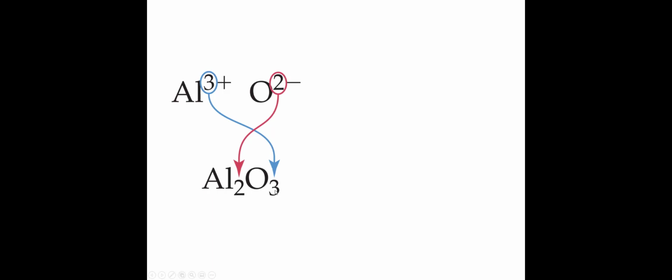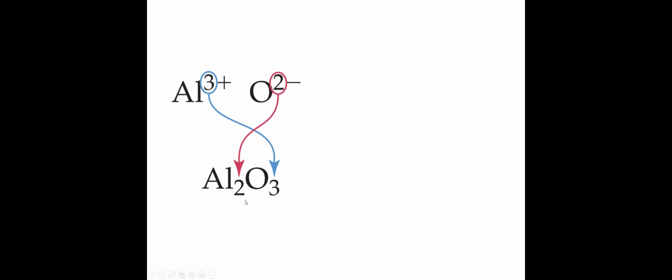Let's make sure that this works. Aluminum is 3 plus. We have 2 of them, so that would be a total of 6 plus. 2 times plus 3, 6 plus. What about oxygen? Oxygen is 2 minus. If there are 3 of them, that would be 6 minus. So 6 plus and 6 minus cancels out. This is the correct formula for aluminum oxide.